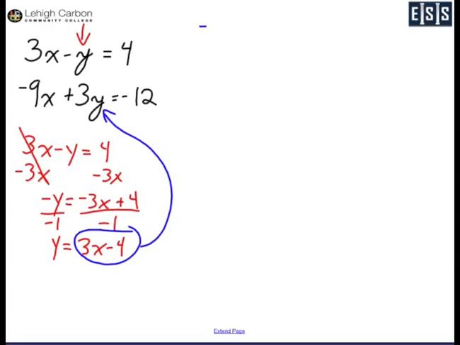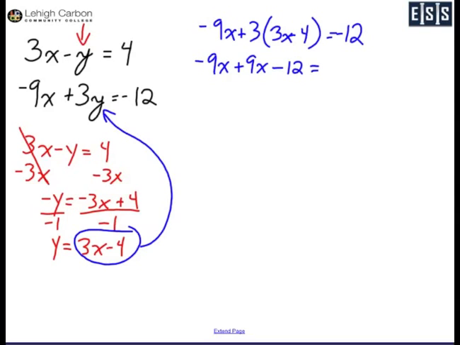So now I have negative 9x plus 3 times the quantity 3x minus 4, because that's what y is equal to, equals negative 12. Distributive property, so we have negative 9x plus 9x minus 12 equals negative 12. Negative 9x plus 9x, combining my like terms on the same side of the equation, that's going to be 0x, so those cancel each other out. I'm left with negative 12 equals negative 12.